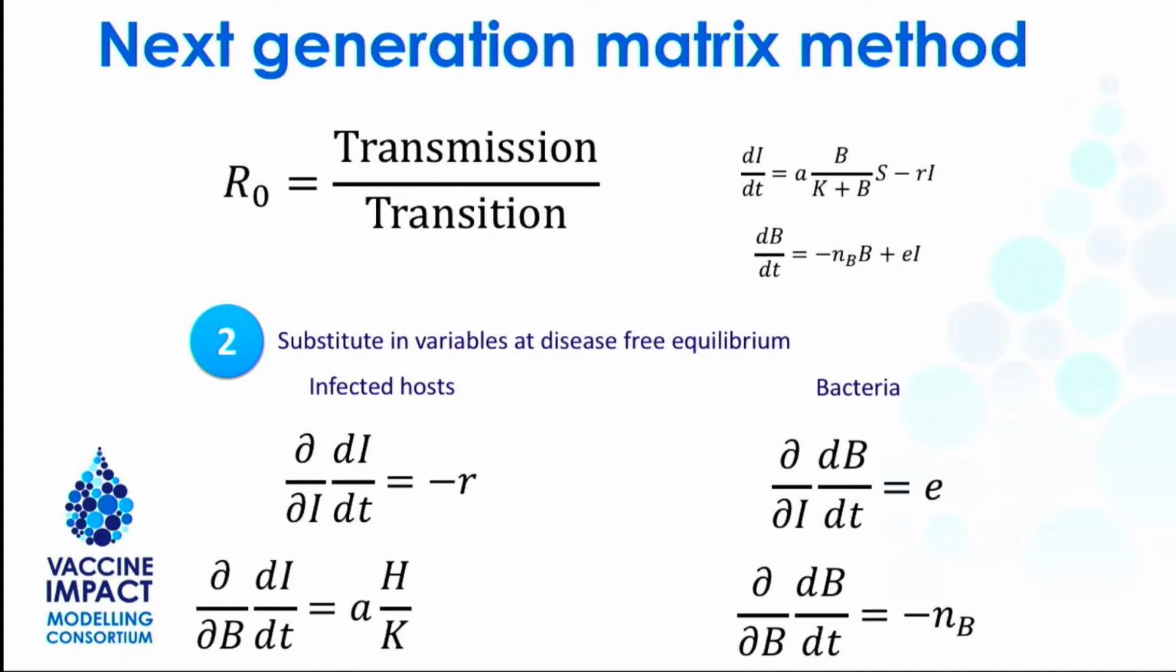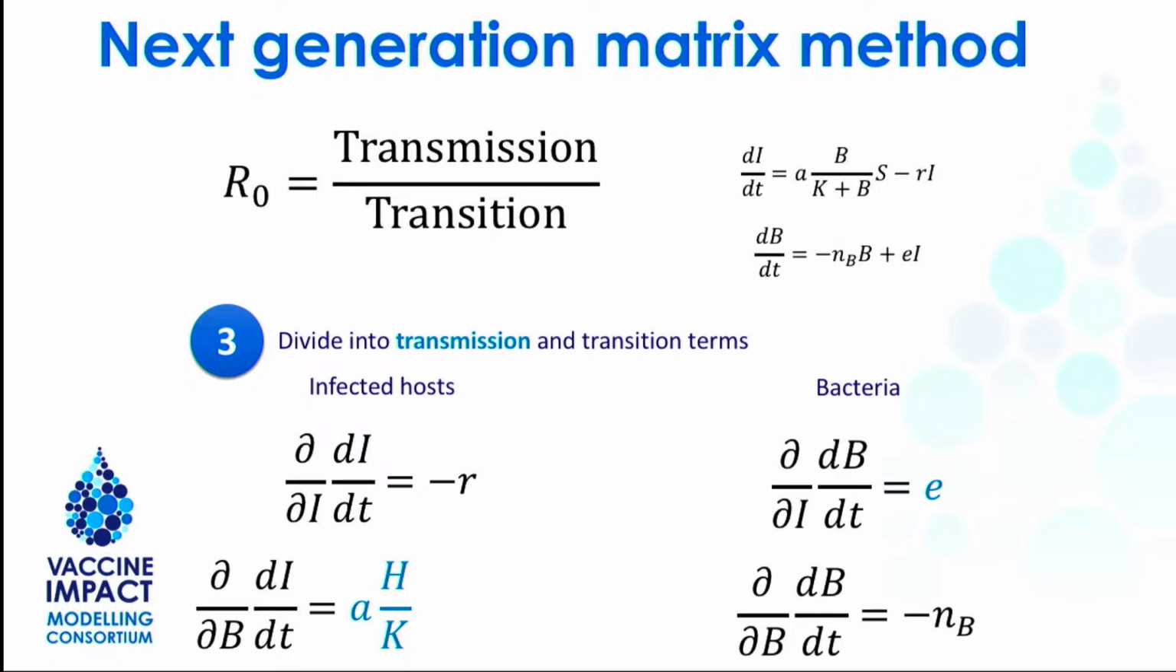Okay. Step 3. We split these kind of terms into those that describe transmission, so when a new infected human comes about or a new bacteria is shed into the environment, and transition terms, so where someone recovers or a bacteria dies or decays in the environment. So we split them up. Firstly, transmission terms. Here, we've got E. That was the rate that bacteria is shed into the environment. So if someone's infected, they shed bacteria at rate E.